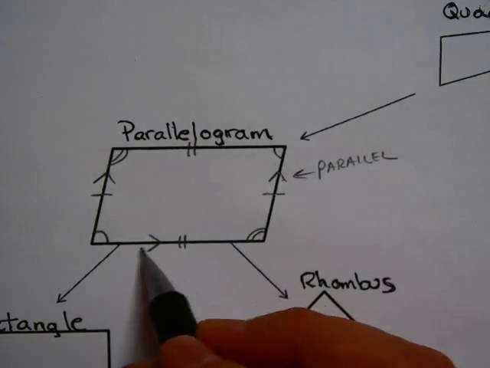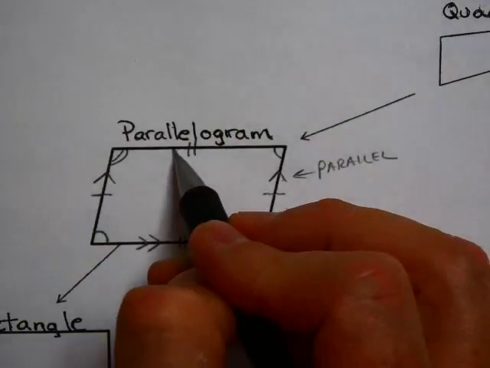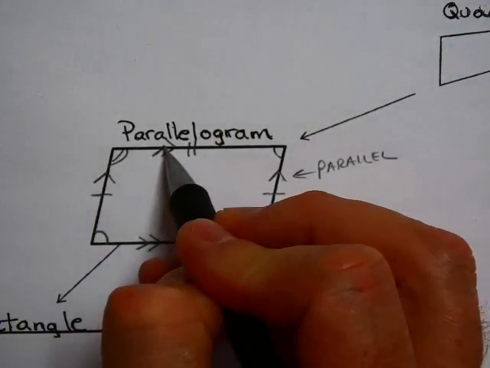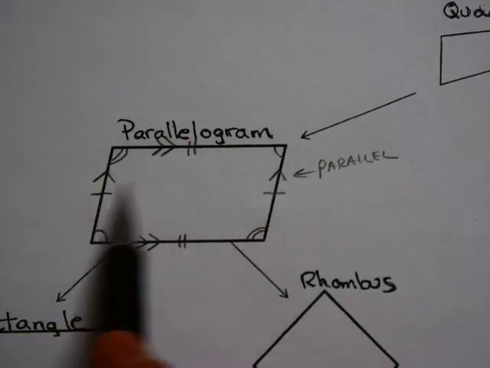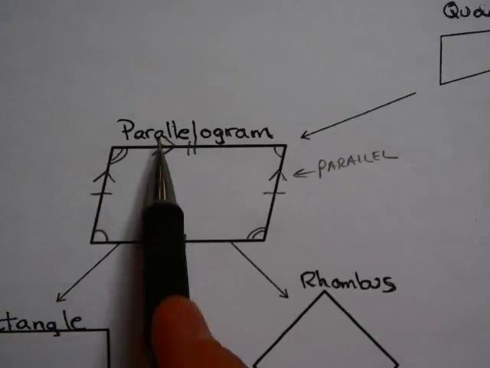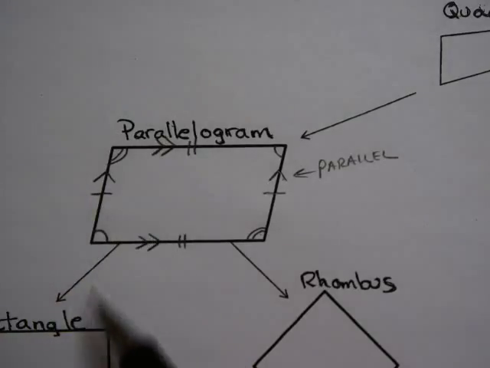This side is parallel to this side. So I'll mark those with two. I have to mark them differently. So if these two sides are parallel and these two sides are parallel to one another, they have to be marked differently because they're not all parallel to each other. So a parallelogram has a lot going on there.